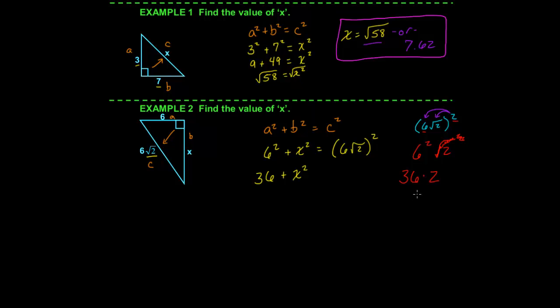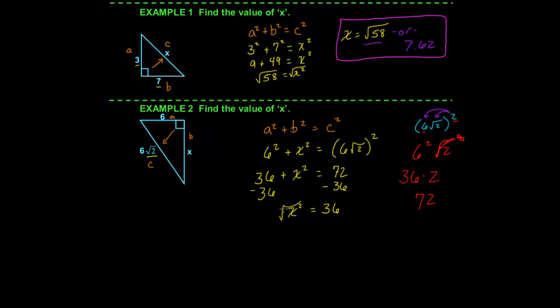36 times 2, 72. So we can say this equals 72. Alright, so now we're getting a little bit closer here. We have 36 plus x squared equals 72. To keep solving, we're going to leave the variable on one side, so minus 36 here. What we do to one side, we have to do to the other. That leaves an x squared over here equals 72 minus 36, which leaves you with 36.